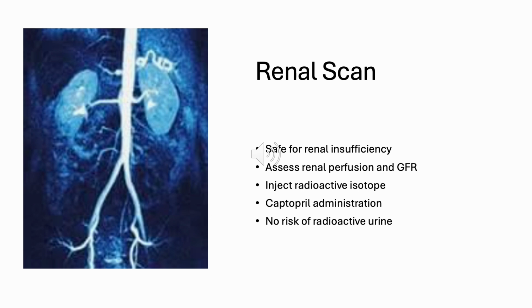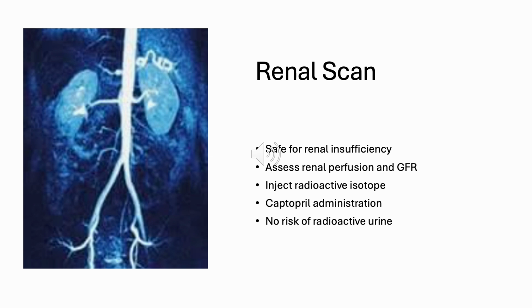A renal scan is another test that can determine renal perfusion and the glomerular filtration rate. It's a test that's done in nuclear medicine. The patient is injected with a radioactive isotope. They're not going to be radioactive after the procedure, so you don't need to worry about that. It's a good test for people that have renal insufficiency because you don't have to worry about contrast dye.